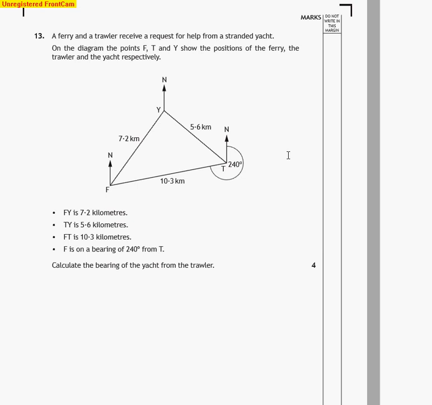Question 13. We've got a ferry and a trawler receive a request for help from a stranded yacht. So that must be the ferry F, trawler T, and the yacht Y. On the diagram, it's shown. A real leap there to work out what they were. Again, it says all these already on it, and we know that as well. So we just need this diagram.